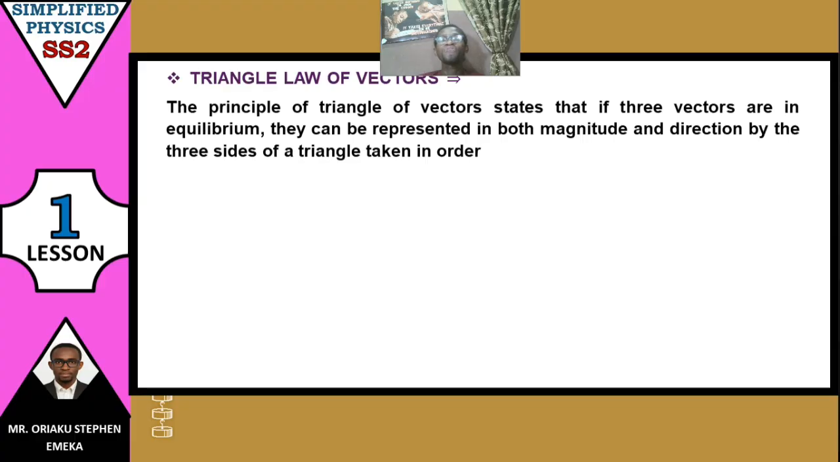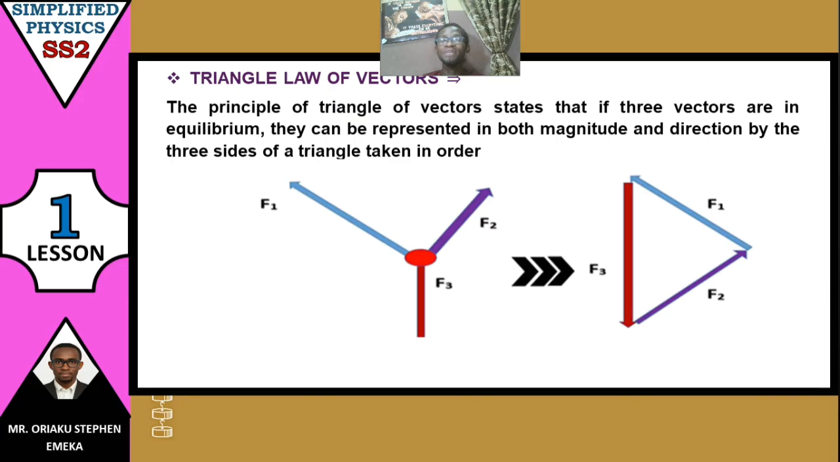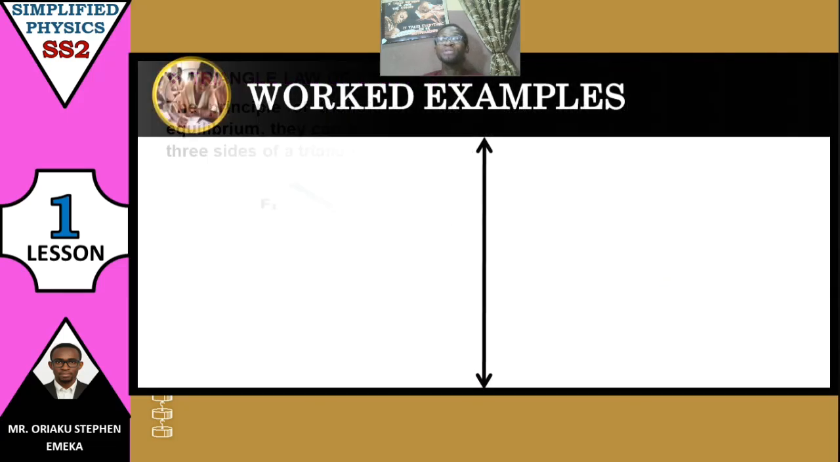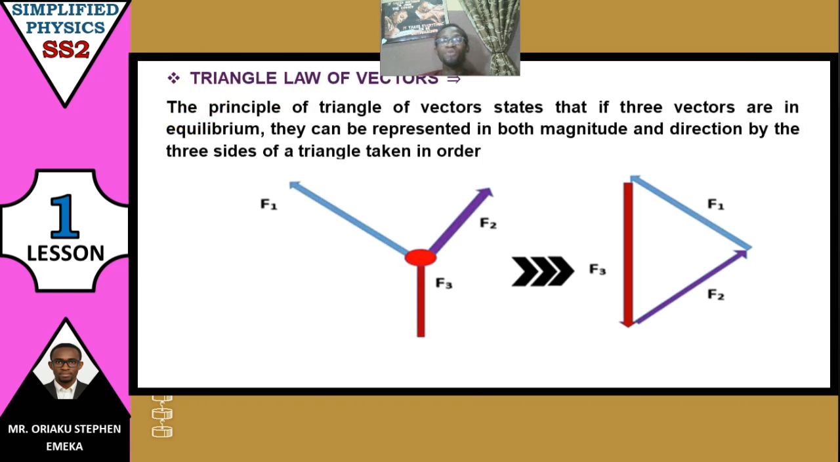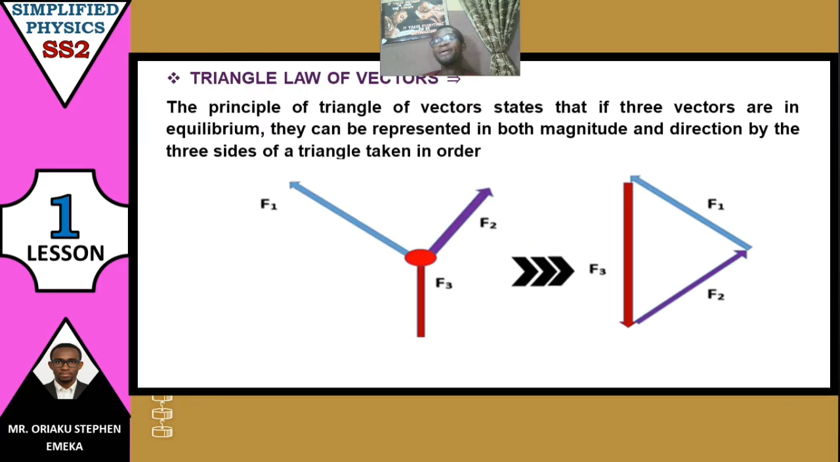So let's go to the triangle law of vectors. Like the name goes, triangle. The principle of the triangle law of vectors says that if three vectors are in equilibrium, so we are going to see more of this when we get to the chapter on equilibrium, that is chapter 4, lesson 4, then they can be represented both in magnitude and direction by the three sides of a triangle. We are going to deal more with this when we get there.